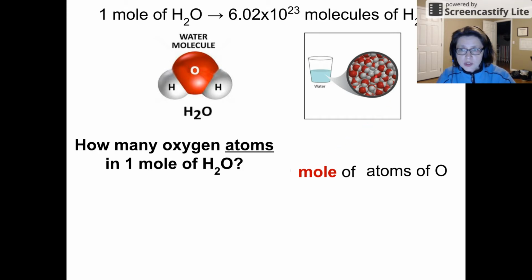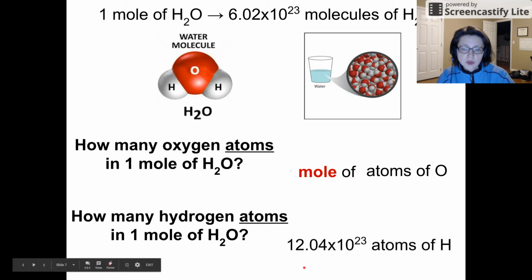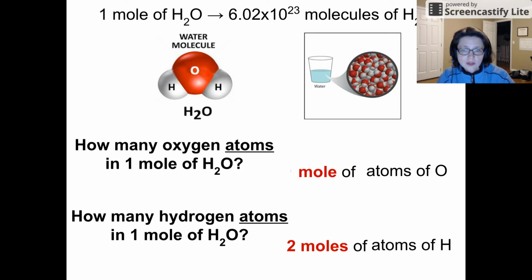Well, now let's imagine that we decided to count all the hydrogens. We'll go around 1, 2, 3, 4, 5, and so on. Considering that each oxygen carries 2 hydrogens, we will end up with twice this number of hydrogens. That will be 12.04 times 10 to the power of 23 atoms of hydrogen. And since it's twice that special number that we call mole, we can say that it is 2 moles of atoms of hydrogen. This is why we can say that inside 1 mole of water there is 1 mole of oxygen atoms and there are 2 moles of hydrogen atoms.